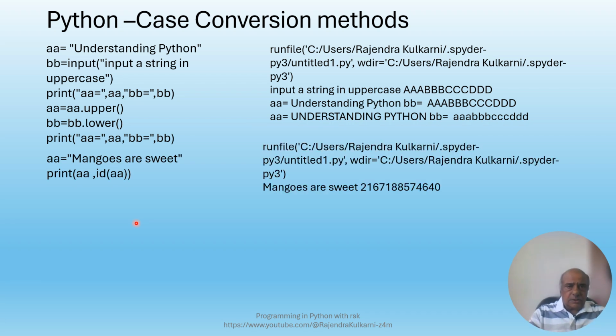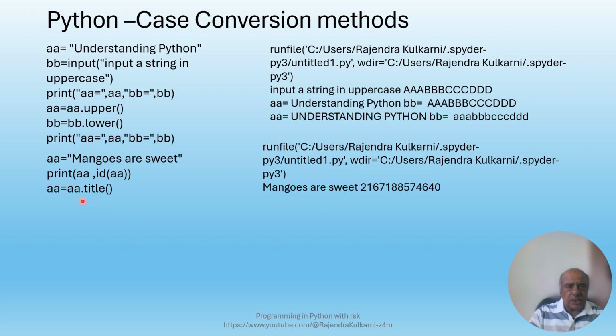Then another case conversion method is title. What it does is convert the first letter of all the words in a string to uppercase. Now we have assigned A with "mangoes are sweet", and we have given a print statement. It outputs whatever is the value of object A and the ID of that object.